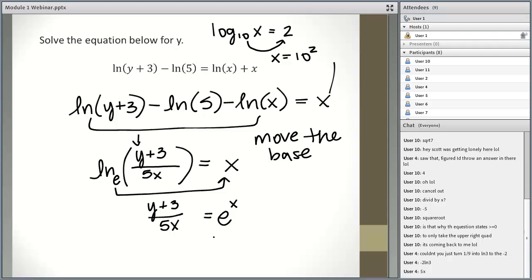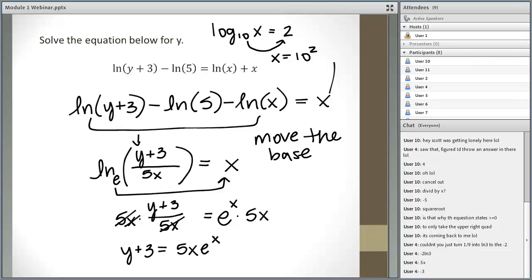And now it's just a matter of solving the equation for y. So if I multiply 5x on both sides, I have y plus 3 equals 5x e to the x. You don't have to write it in this order. I just usually put e to the x at the end. And what's the last step? Good. Subtract over the 3. So I have y equals 5x e to the x minus 3.